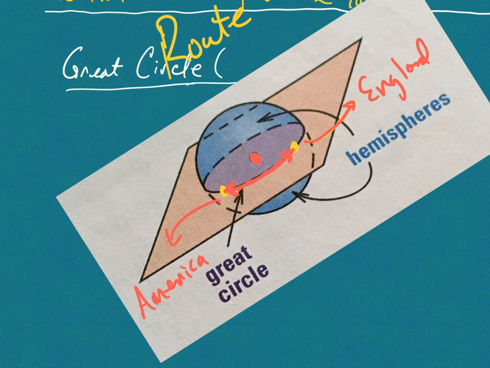So I just wanted to mention that too, that a great circle route is just a plane that passes through the center of the earth. And if you do it so that it hits the 2 places you're concerned with, like America and England here, all right, that gives you the shortest possible route. And you'd have a hemisphere above and below that great circle route. Okay, so that's it for section 6.